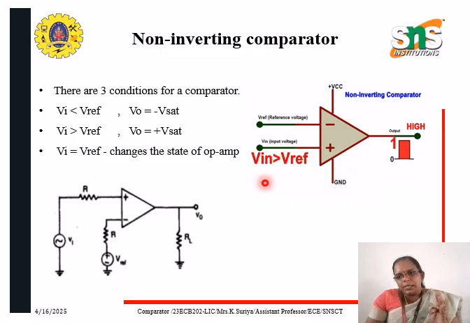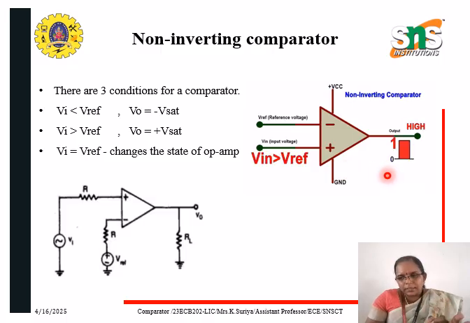So when Vi is less than V reference, your output will be low. Here it means that it is minus Vsat. When Vi is greater than V reference, your output will be high, which means that it is plus Vsat.